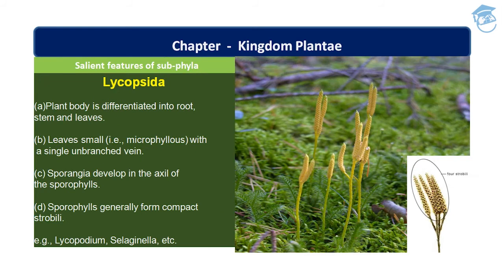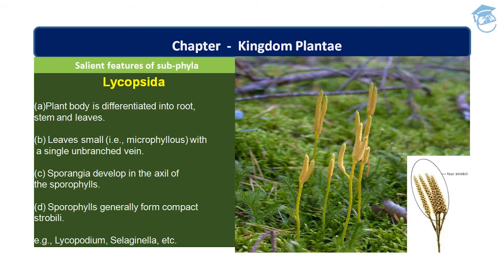Now we'll study another subphylum, and that is Lycopsida, students. Plant body is differentiated into root, stem, and leaf. Leaves are very small, so they are called microphyllous. If they are large, then they are called macrophyllous. But here in case of Lycopsida, leaves are very small, that's why they are called microphyllous, with a single unbranched vein. Vein is not clearly visible here, but it has one vein.